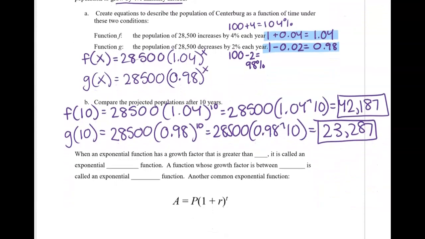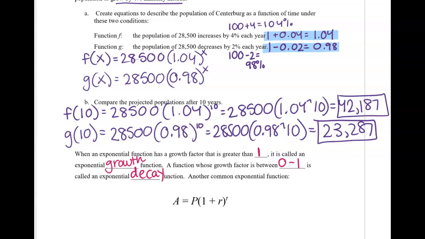So when an exponential function has a growth factor greater than 1, it is called exponential growth, because if you multiply by a number greater than 1, your number will grow. A function whose growth factor is between 0 and 1 is called exponential decay, because if you multiply by a decimal less than 1, your number will shrink.